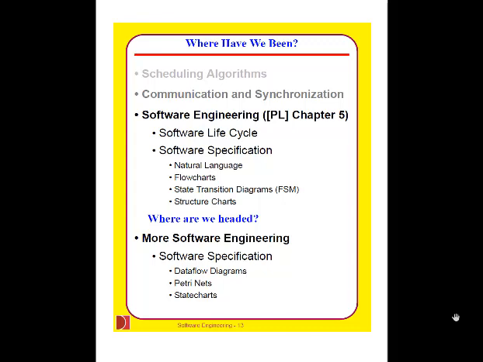So we're continuing with our lecture on software specification methods. Again, in the last lecture we looked at some basic software specification in natural language, flowcharts, state transition diagrams, and structure charts. Now we're looking at finishing this up with data flow diagrams. In fact, we're going to look at some real-time data flow diagrams and then Petri nets and state charts.